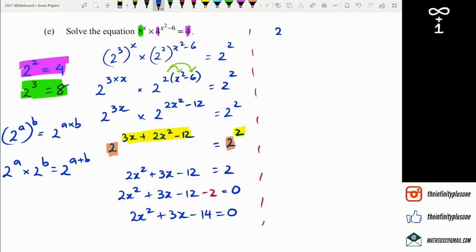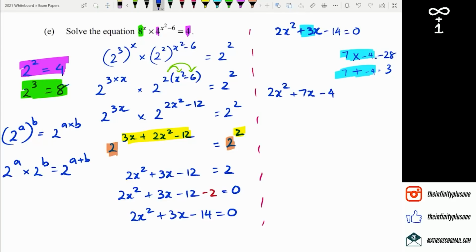So we're going to go 2x squared plus 3x minus 14 is equal to 0. I am basically looking for two numbers that multiply to minus 28 and add up to positive 3. So I'm going to go with 7 and negative 4. 7 plus negative 4 is equal to 3. So in other words, all I'm going to do is split the 3 into 7 and negative 4. So I'm going to end up with 2x squared plus 7x minus 4x minus 14 is equal to 0. Then I'm going to split them up into 2.